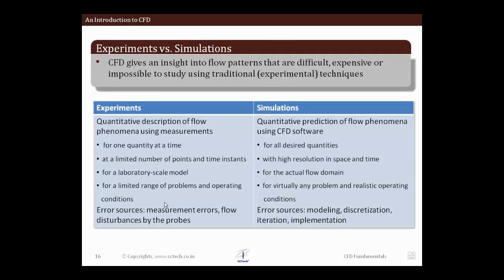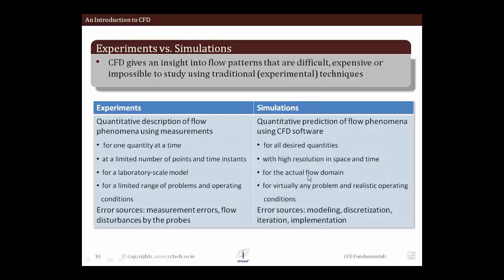If we try to compare experiments and simulations, this is one of the very great advantages, that we are able to have a very clear quantitative as well as qualitative analysis. Of course, the images that you see are usually the qualitative studies of a given system based on CFD, but we are able to have qualitative and quantitative analysis using simulations. We are able to have not just one or two or a few quantities being analyzed, but several quantities being analyzed with high resolution, not just at a limited number of probe points.